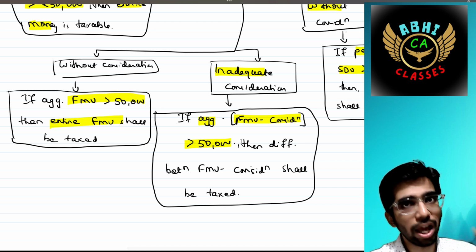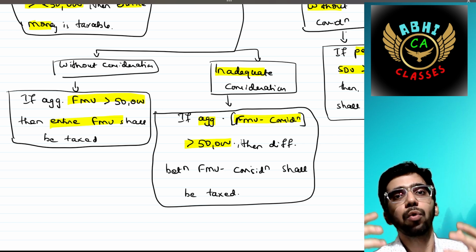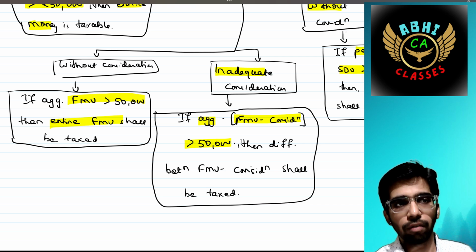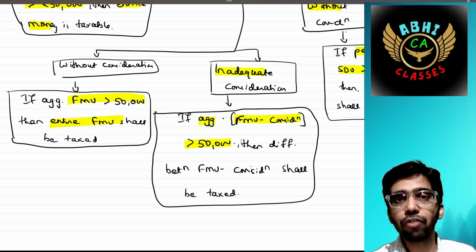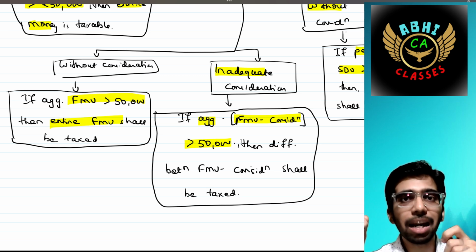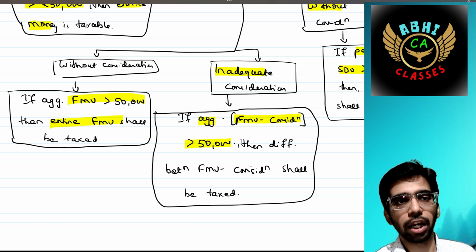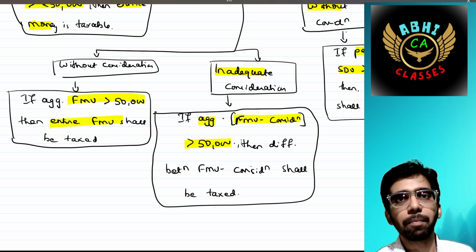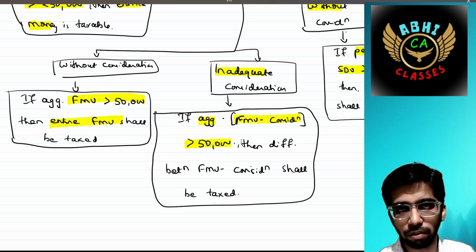For example, its value is worth 1 lakh, but you have been provided that asset with zero value. Then it is called without consideration. If the aggregate FMV of that movable asset, FMV meaning fair market value of that movable asset as on that date, is more than 50,000, then the entire fair market value shall be taxed.